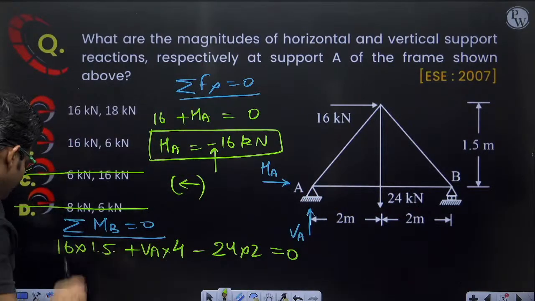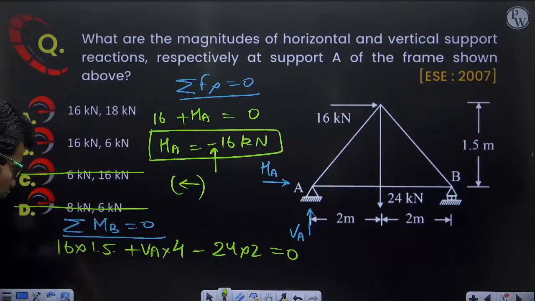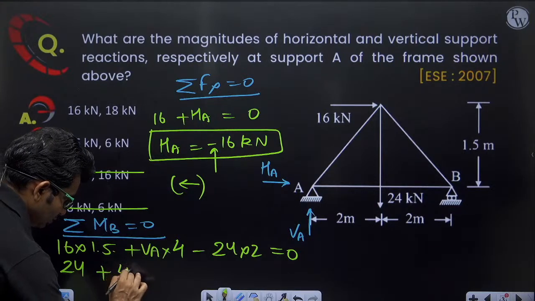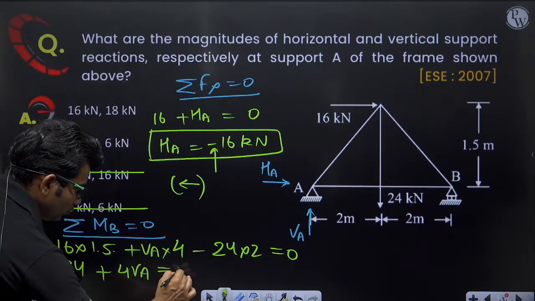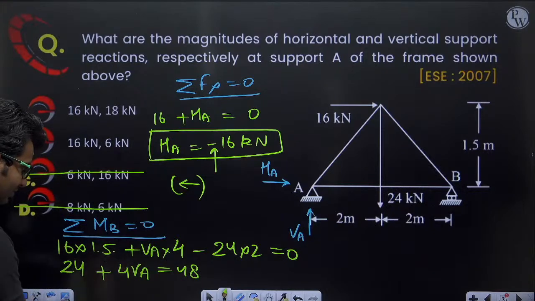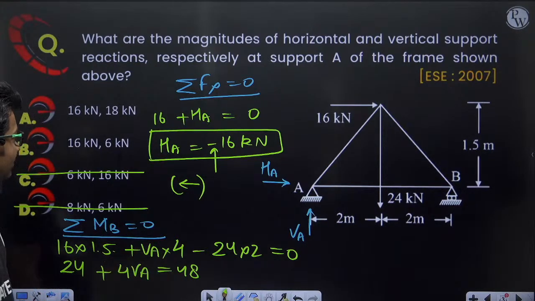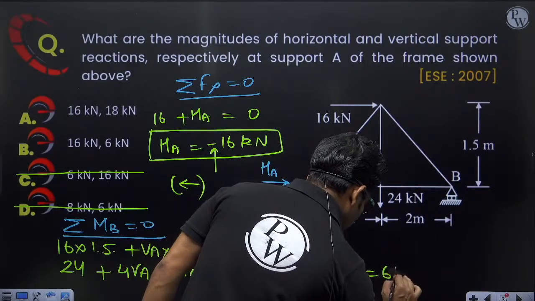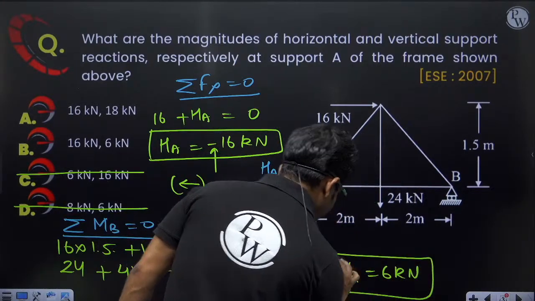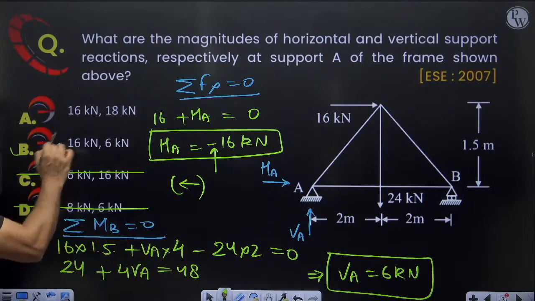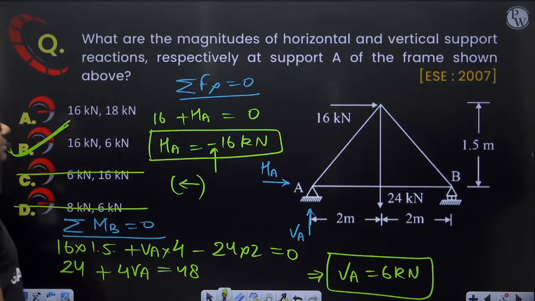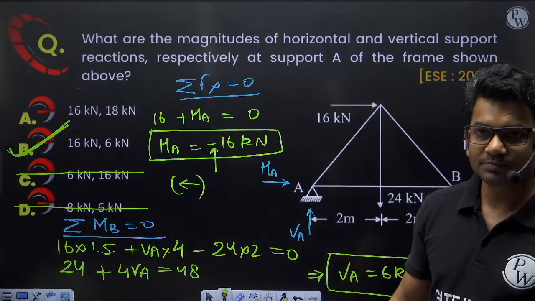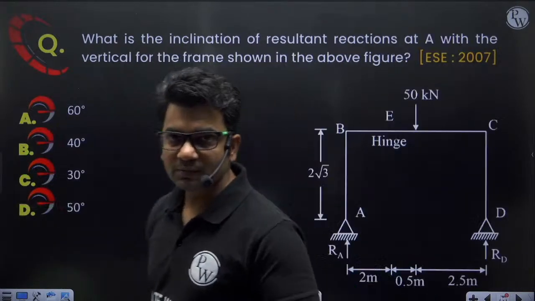Now 16 into 1.5 will be 24, plus 4 VA is equal to 48. So VA will be equal to 24 by 4, that means 6 kilonewton. That means VA is equal to 6 kilonewton. The correct answer will be option B. Option B will be the correct answer. I hope this question is clear. Let's move on to the next question.